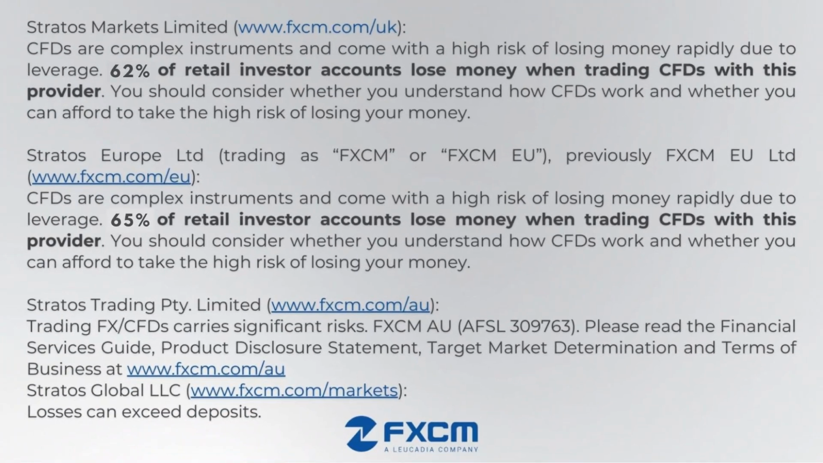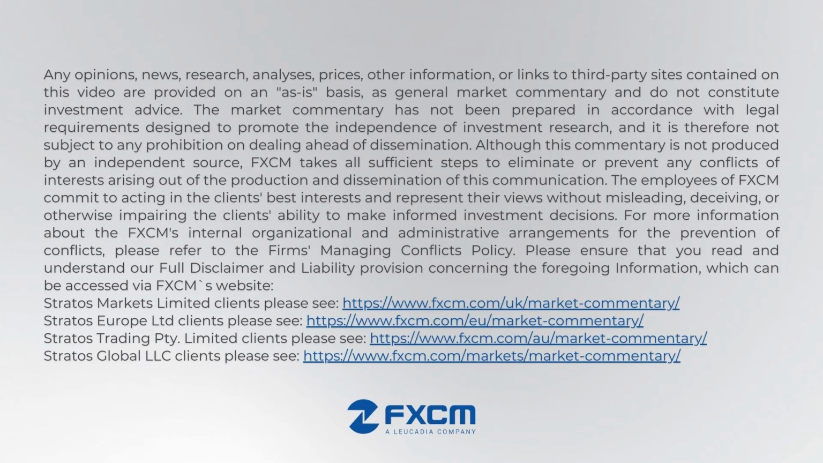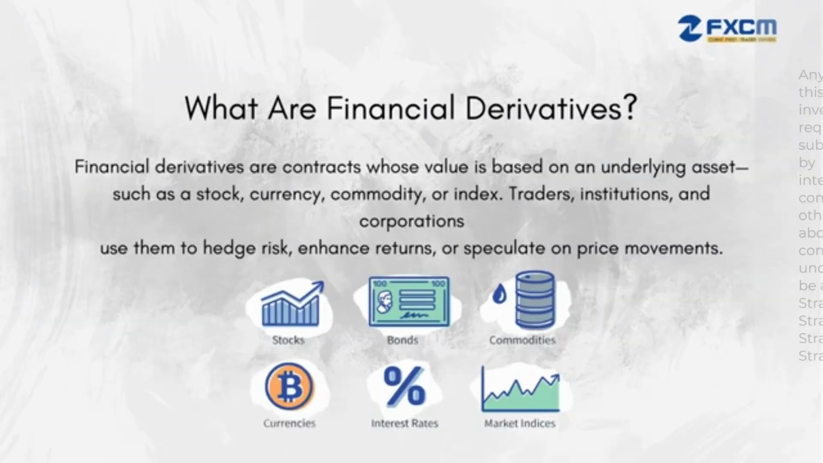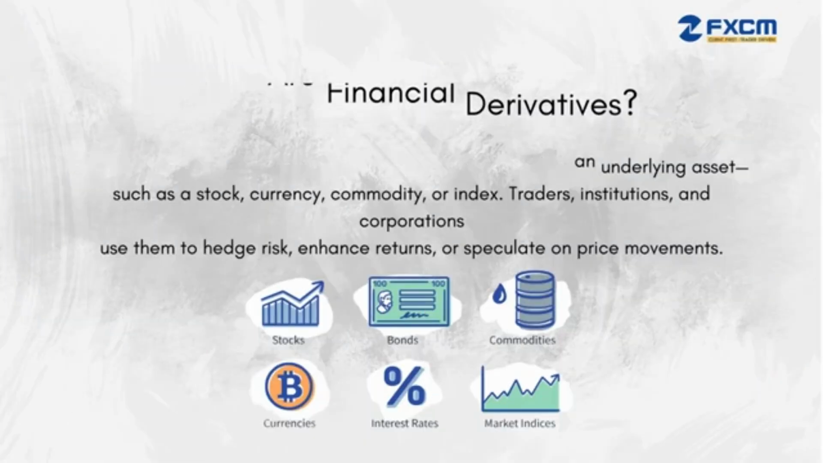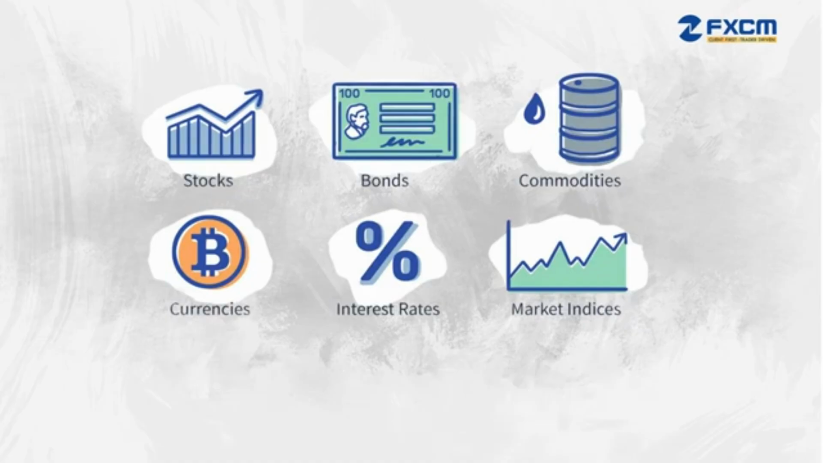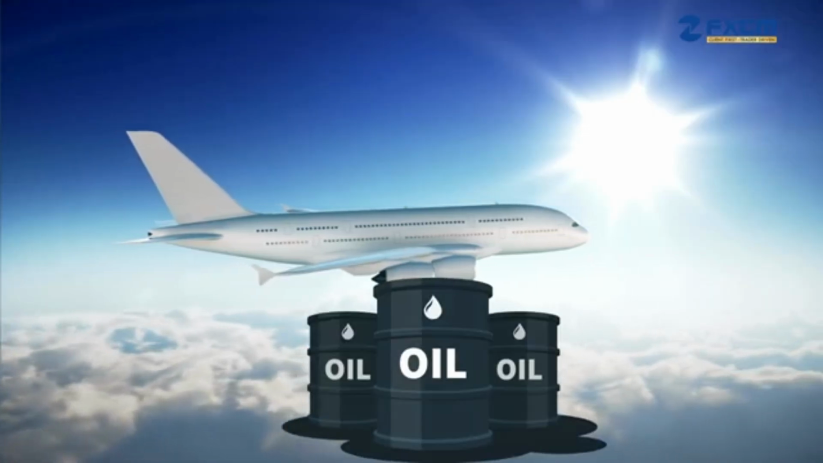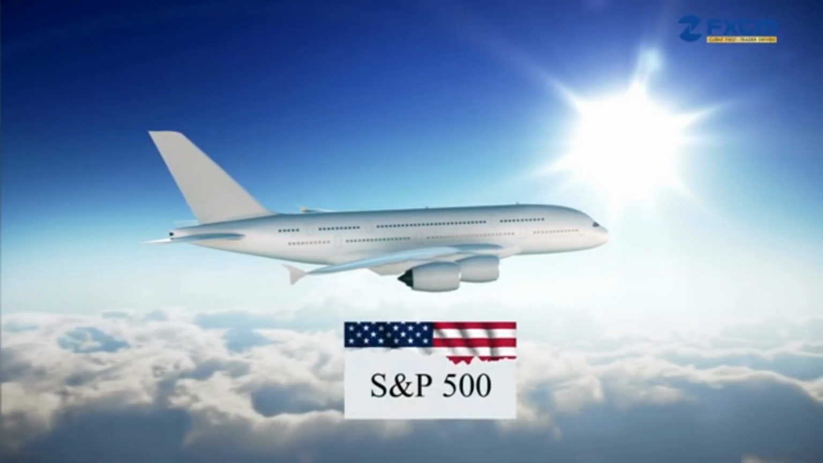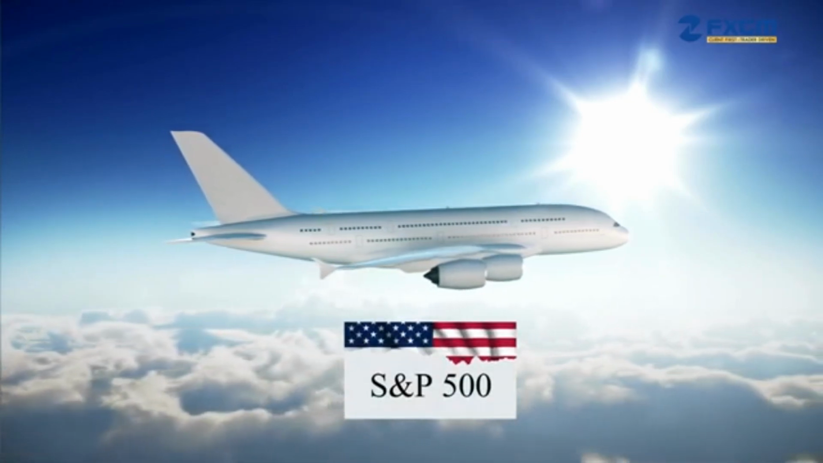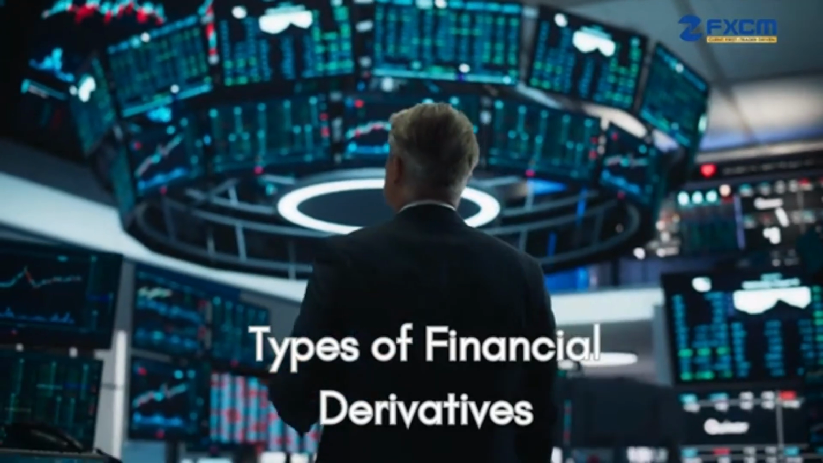What are financial derivatives? Financial derivatives are contracts whose value is based on an underlying asset, such as a stock, currency, commodity, or index. Traders, institutions, and corporations use them to hedge risk, enhance returns, or speculate on price movements. Example: a U.S. airline might use oil futures to lock in fuel prices. A trader may buy options on the S&P 500 to profit from expected volatility. Let's explore the four main types of financial derivatives.